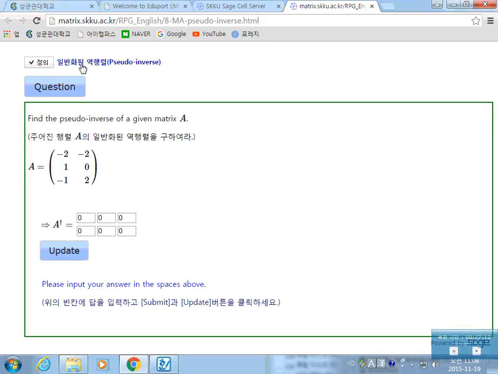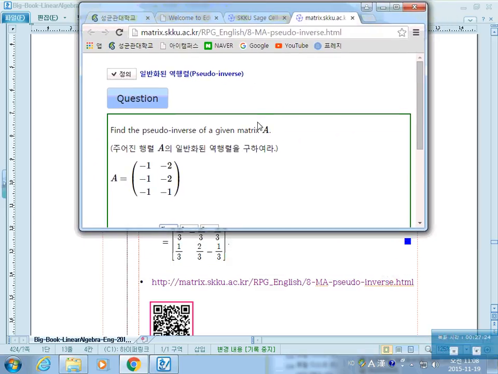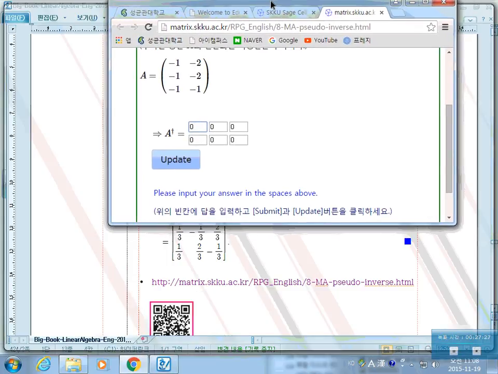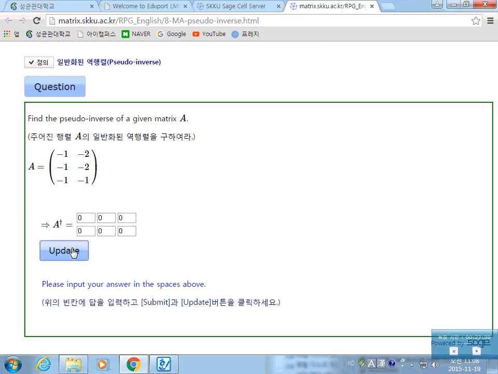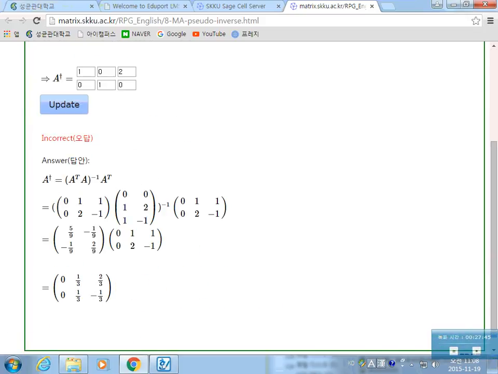You can see some more here. The definition can be found here with an explanation. We can randomly generate a matrix, and ask what is the A dagger of it? Here is the same matrix. We have to submit something, say one. Then you will see this is not correct. The real answer is like this. This is the pseudo inverse of A from the computation that you find. Okay. Anyway.